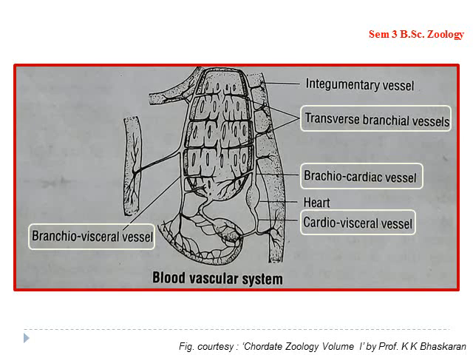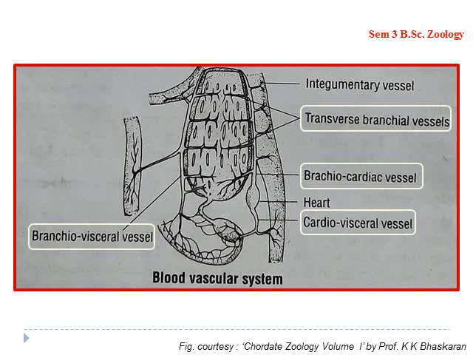Okay, so the heart is a fusiform, almost tubular structure, situated below the pharynx, closer to the ventral body wall. Anteriorly from the heart, you can see the brachiocardiac vessel, or ventral aorta, originating, while from the posterior end of the heart originates the cardiovisceral vessel, otherwise known as the dorsal aorta.